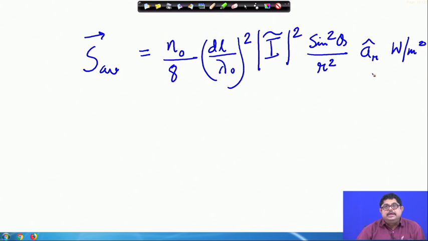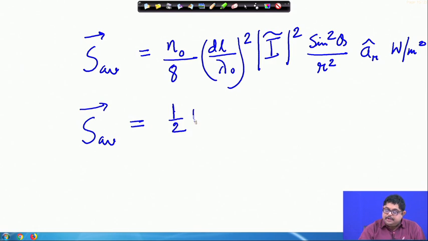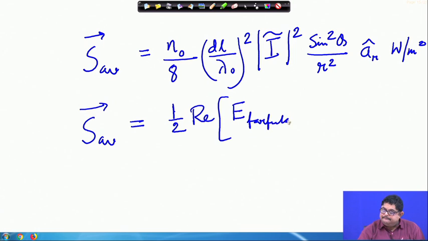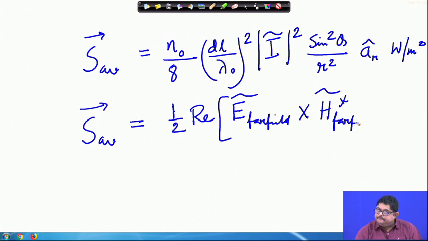Now, instead of going here, you can do an exercise. I have found this from the actual expressions derived, but this S average power can also be obtained from only the far field components. So, if I find half real of E far field cross H far field star, that also would give me this same value. So, it also shows that far fields are actually important because they are carrying power.